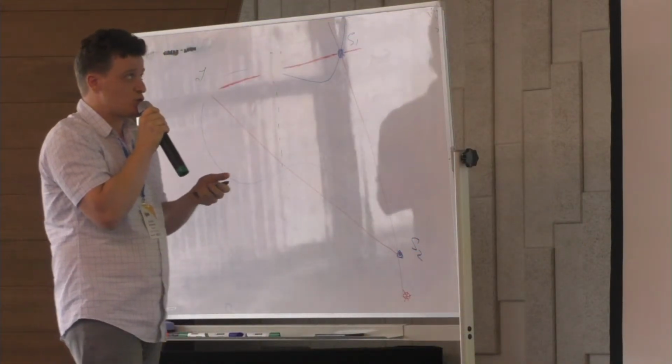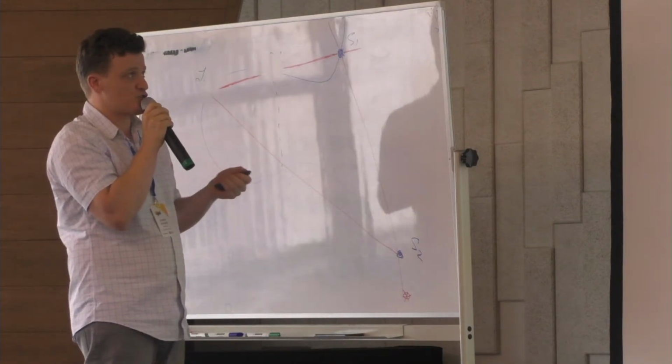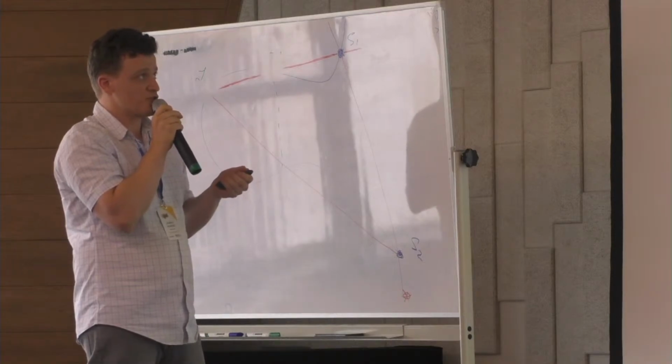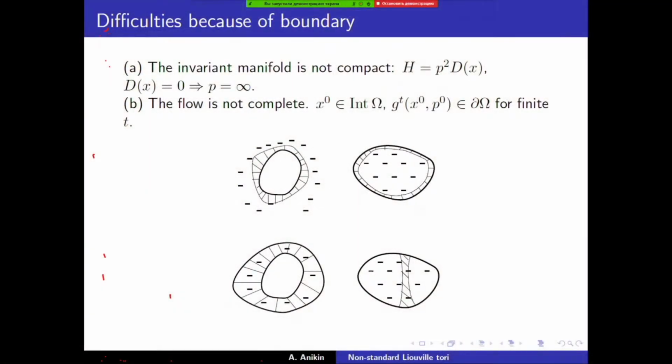Okay, and if we want to impose the same ideology here, we will face two obstacles. First, if we try to find some invariant manifold whose projection is like this or like that, then this manifold will not be compact. The reason is that the energy is a first integral. It remains constant along the trajectories, and as your trajectory goes to the boundary, the d vanishes, and so from this we see that p goes to infinity.